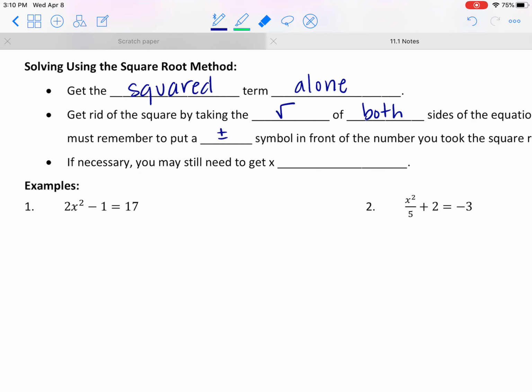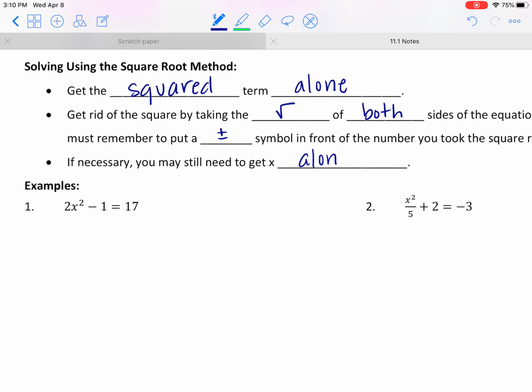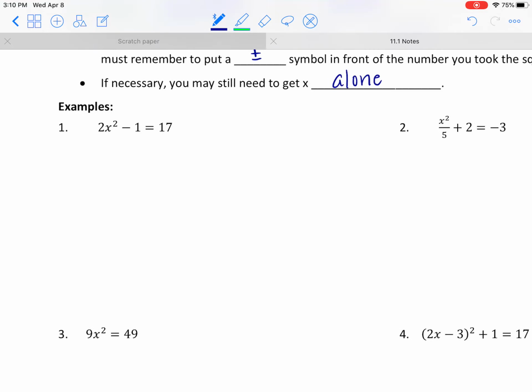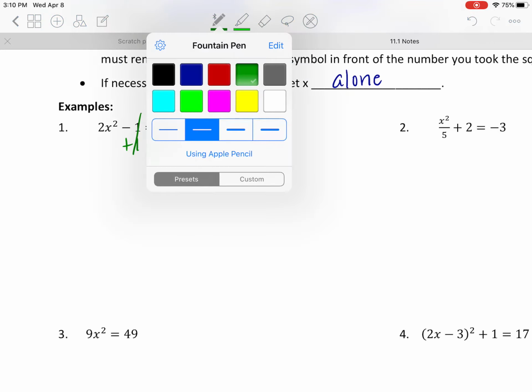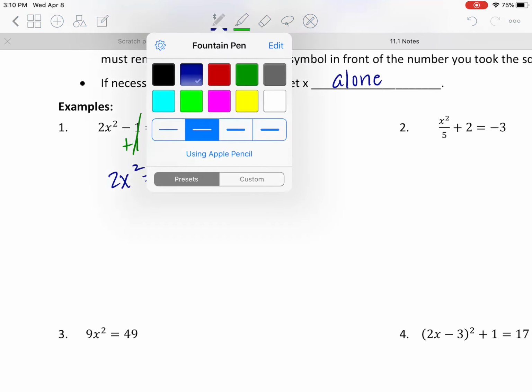I'm looking for what number squared produces that 4. So I have to remember to put a plus or minus in front of the number that we take the square root of, okay? So a plus or minus in front of that result. And then sometimes at that step you're going to be finished. Sometimes you may still need to continue to get x alone, and you'll see a few of those come up. But that's the gist, okay?